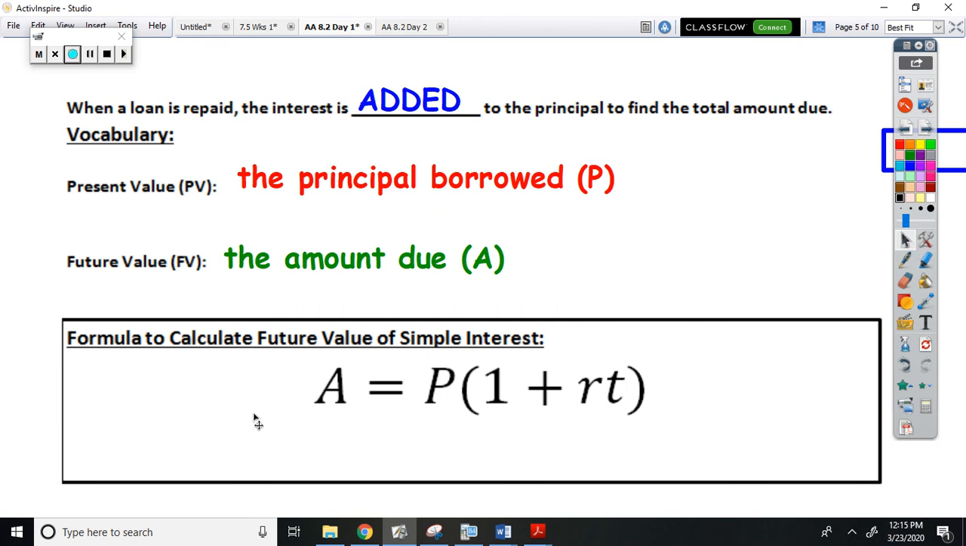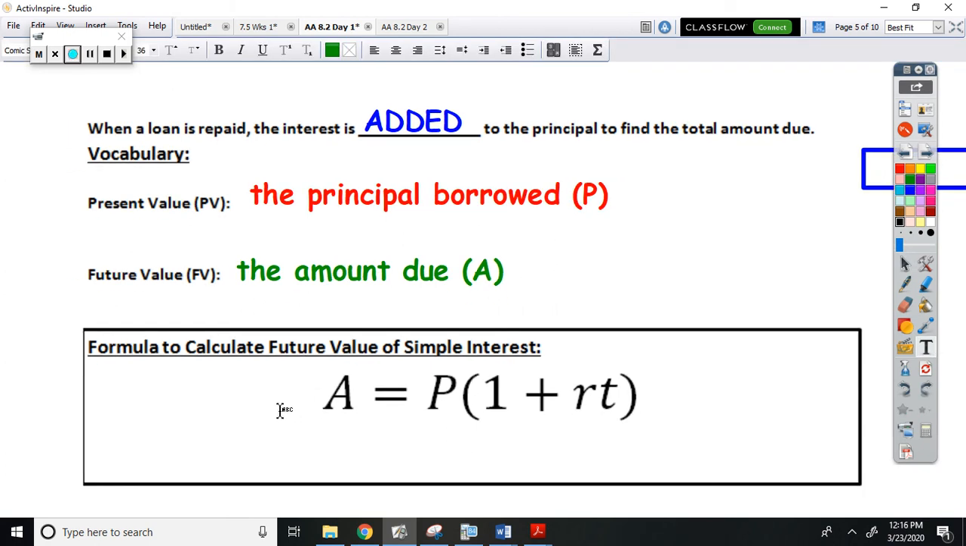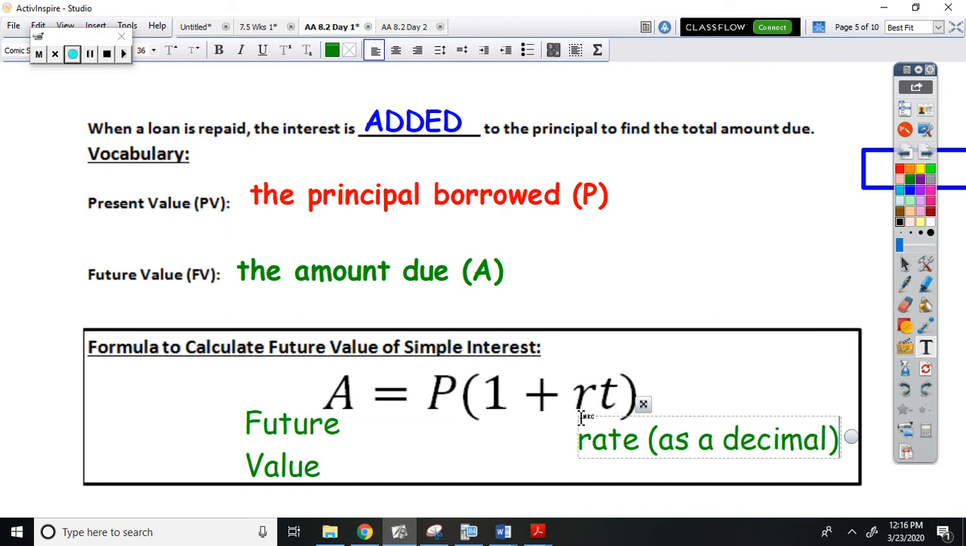The formula to calculate this is as follows. A, which again is our future value, P, remember, is our principal, R is our rate, and T is our time. Remember that the rate does need to be as a decimal.